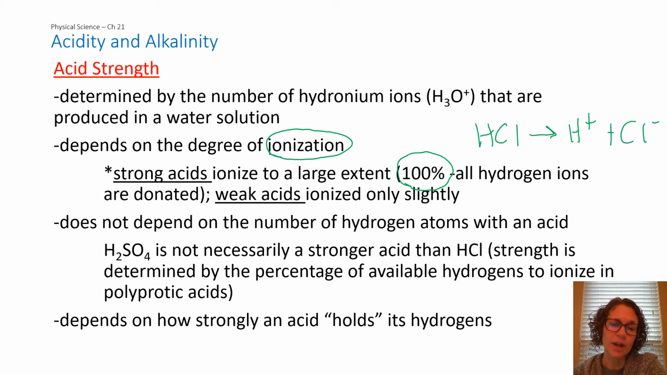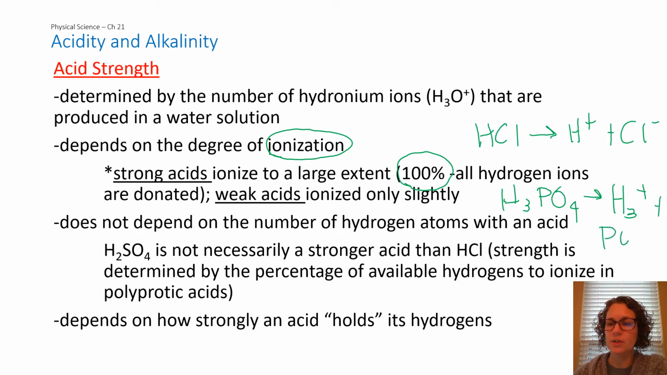Weak acids, on the other hand, ionize only slightly. So if I put 10 H3PO4s, when it breaks up, it would break up into some H's, it would break up into some PO4s, but then the rest of them would stay together. Sorry, I know it's super messy. And you wouldn't have total ionization. And so that's the difference between strong and weak. It's not about the concentration, it's about the ionization.